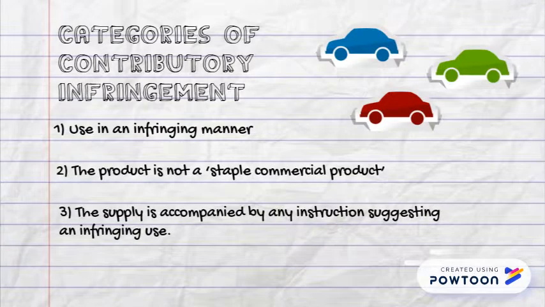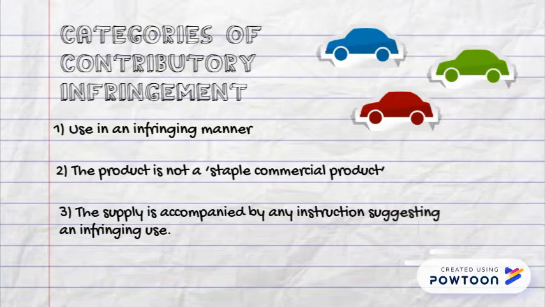Subsection 2 provides three categories of contributory infringement. First, the supply of a product is an infringement if the product is only capable of being used in an infringing manner. Second, the product is not a staple commercial product, and the supplier had reason to believe the person to whom they supplied it would put it to an infringing use. The High Court has noted that the phrase staple commercial product means a product supplied commercially for various uses. Thirdly, the supply is accompanied by an instruction, inducement, or advertisement that suggests an infringing use.